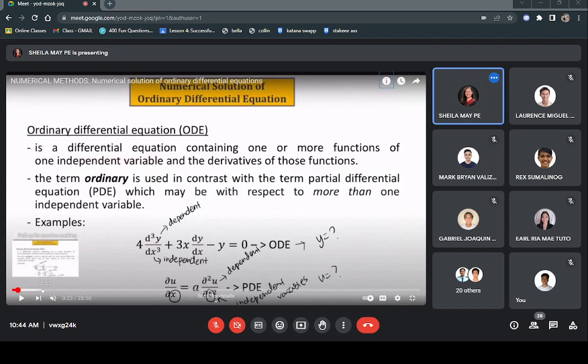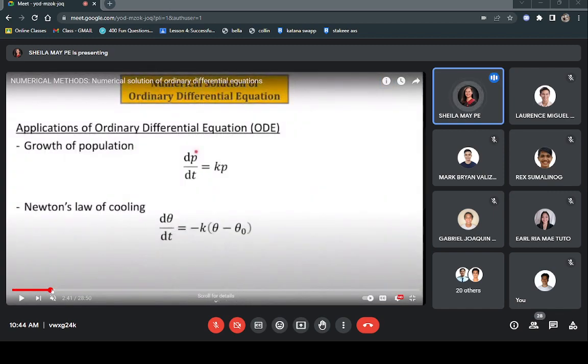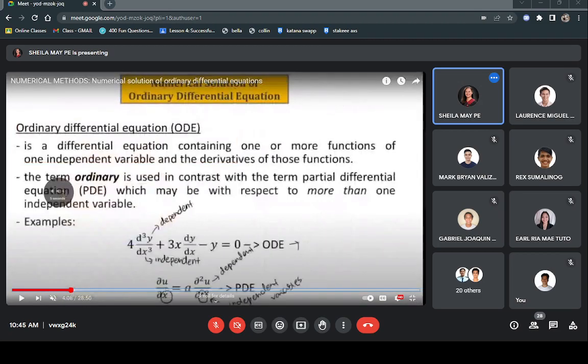Now next, ODE has some applications which I believe you mentioned to me before that you have not caught up on. One is population growth, wherein the differential of our population with respect to time is just equal to kP. It also has another application which is Newton's law of cooling, which is the differential of theta with respect to time. Theta is the temperature, class, and that's equal to negative k multiplied by theta minus theta sub O.